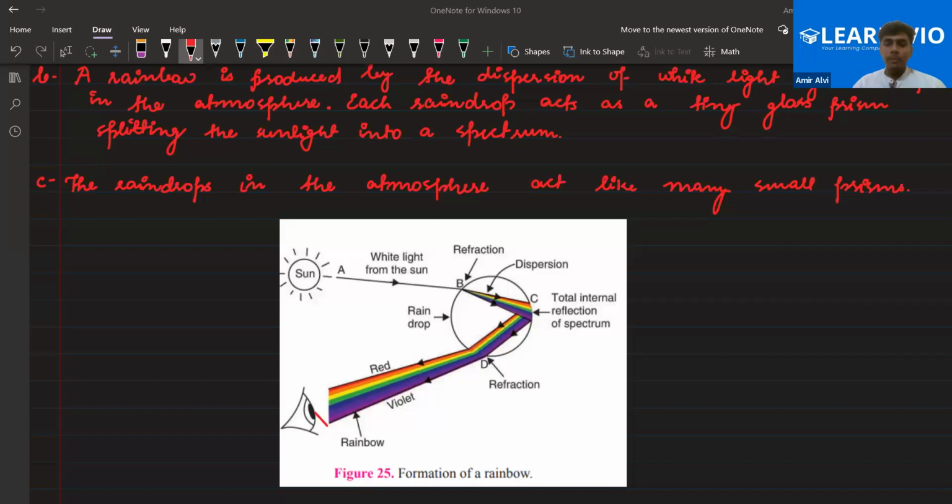Yes, sir. But they will not ask in this manner, like why it is in an arc. They will just ask what a rainbow is, how it is formed, or at most they could ask you to draw how a rainbow forms. Draw it like this.